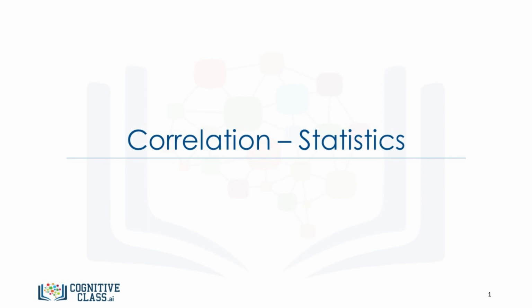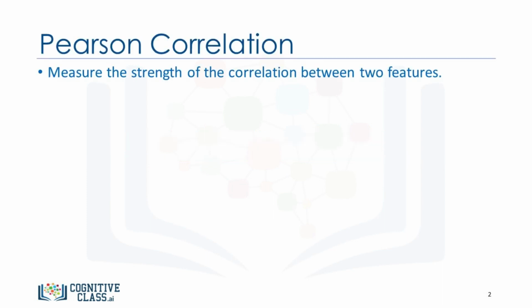In this video, we'll introduce you to various correlation statistical methods. One way to measure the strength of the correlation between continuous numerical variables is by using a method called Pearson correlation. The Pearson correlation method will give you two values, the correlation coefficient and the p-value. So how do we interpret these values?